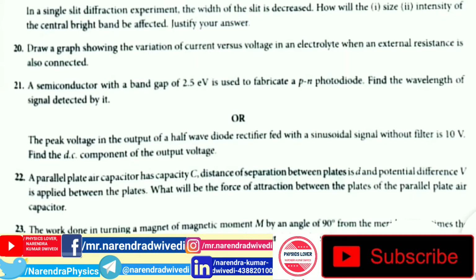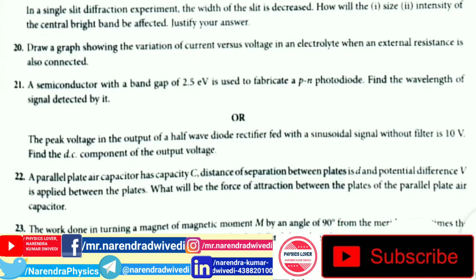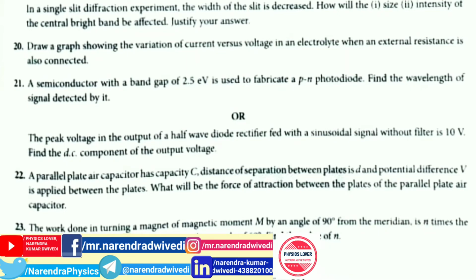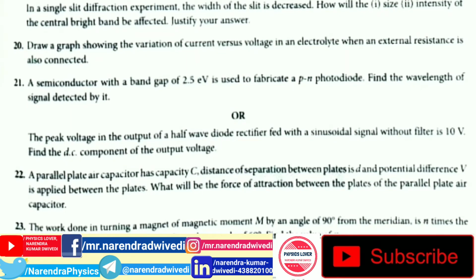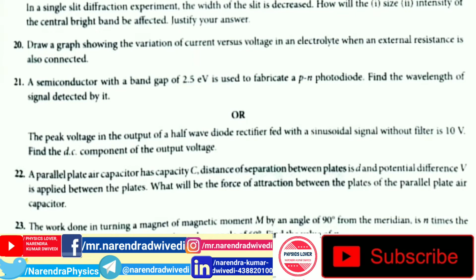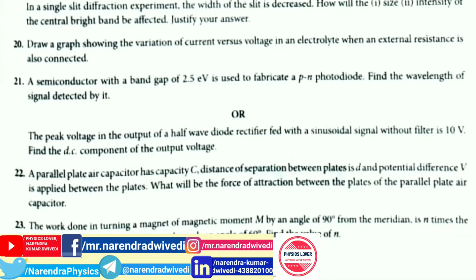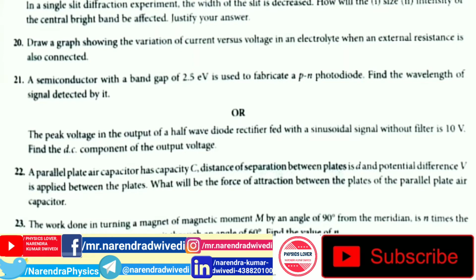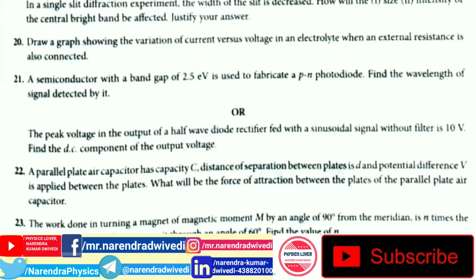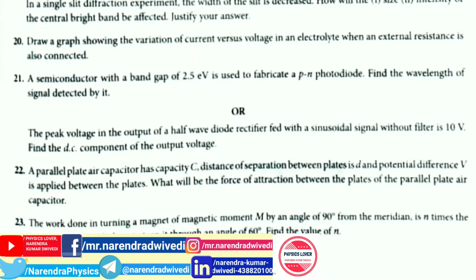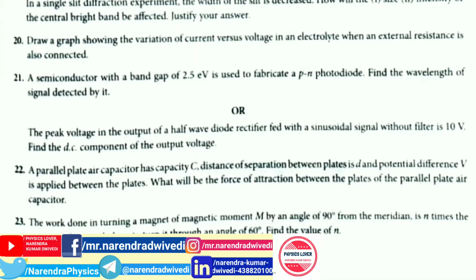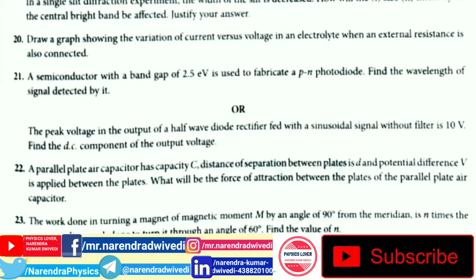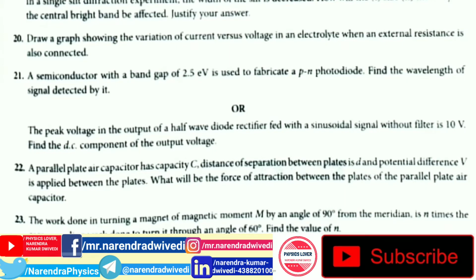experiment, the width of the slit is decreased. How will the first, size, second, intensity of the central bright band be affected? Justify your answer. 20th question. Draw a graph showing the variation of current versus voltage in an electrolyte when an external resistance is also connected.